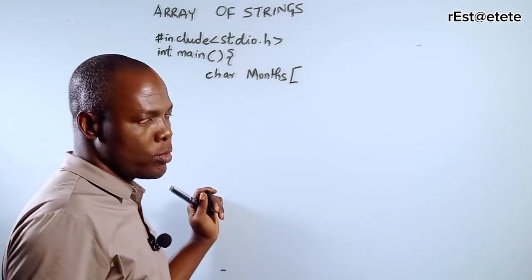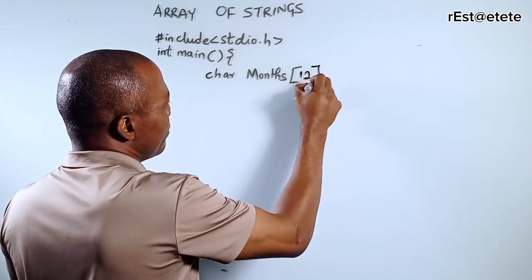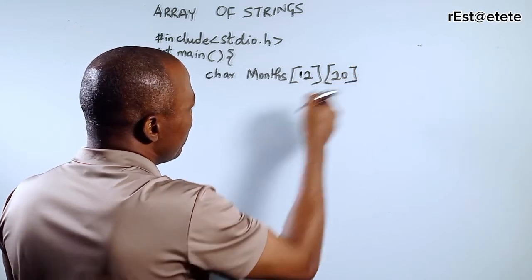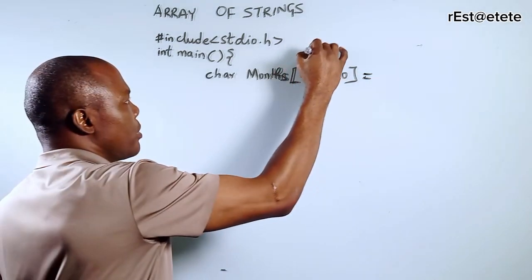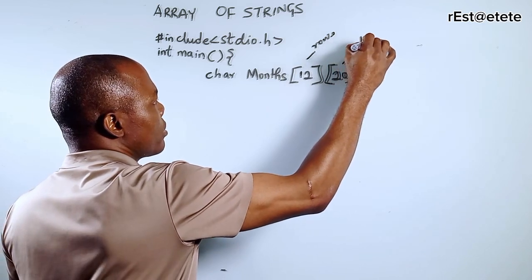Then, since it is two-dimensional, the first one will be 12, and then the second one, let's give it 20. So what do I mean by this? Then I will put the value. To explain, this represents rows, right? And this represents columns.